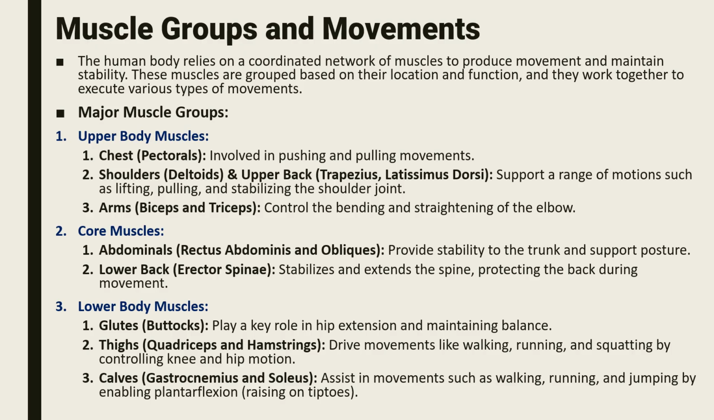Muscle groups and movement. The human body relies on a coordinated network of muscles to produce movement and maintain stability. These muscles are grouped based on their location and function. They work together to execute various types of movement. Major muscle groups: number one is upper body muscles, number two is core muscles, number three is lower body muscles.